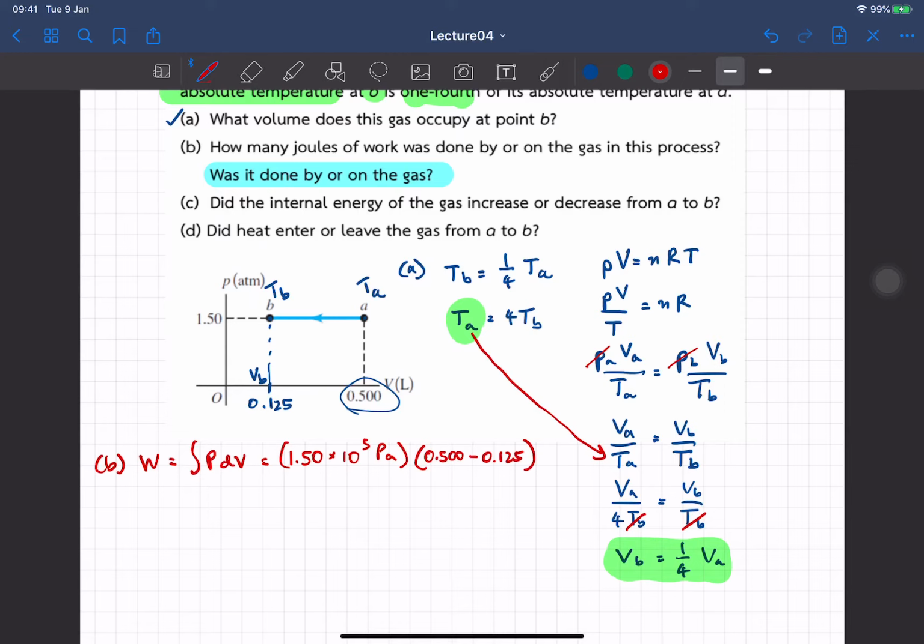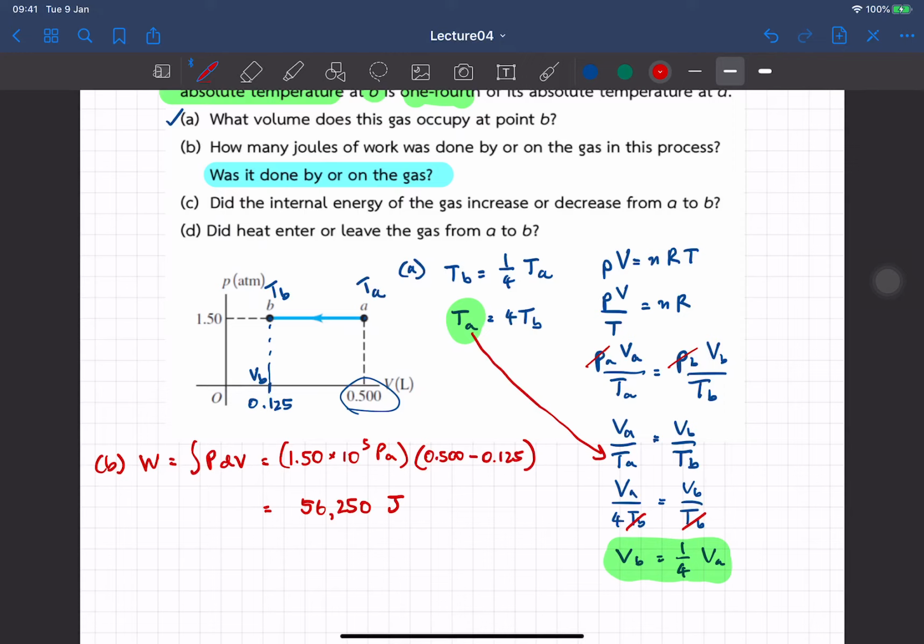So if you do this, then you're gonna get the answer to be, well, let me just calculate it. So 0.5 minus, so 1.5 times 10 to the 5 times 0.375. So you get 56250 joules. So that's the work done.